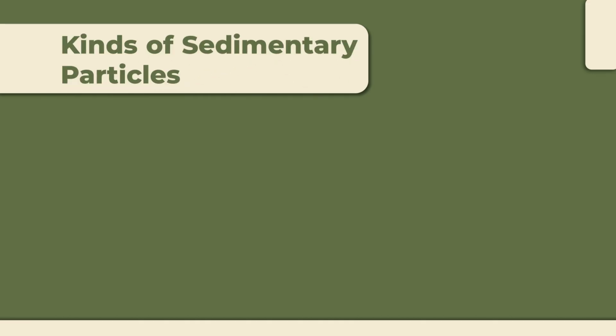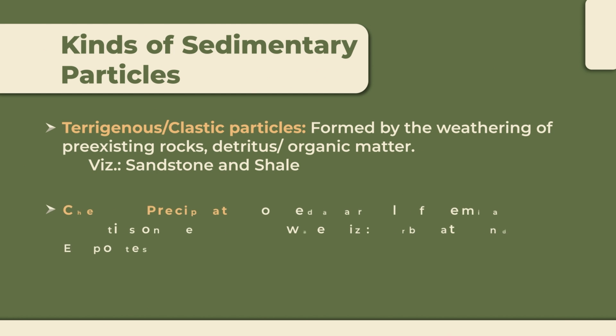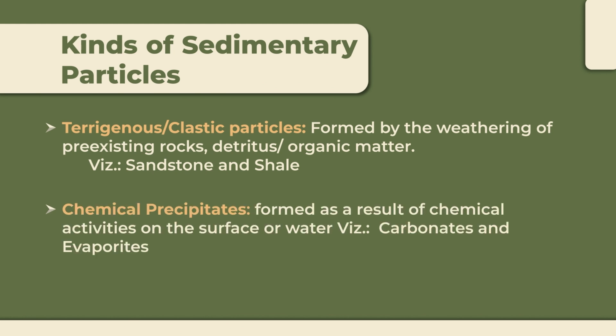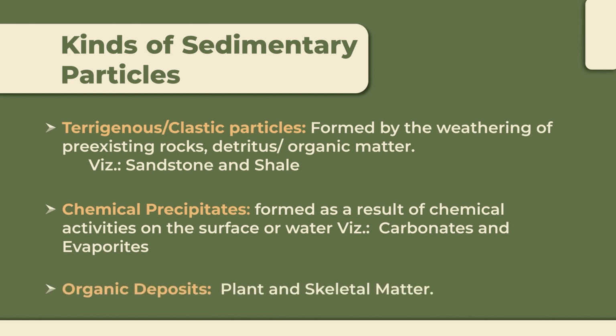The kinds of sedimentary particles: first, terrigenous particles. They are formed by the weathering of pre-existing rocks, detritus, organic matter, for example, sandstone and shale. The chemical precipitates form as a result of chemical activities on the surface or in water. They produce carbonates and evaporites. The organic deposits are formed either by the effect of organisms on plant material, or the plant and skeletal matter directly produce a rock by biochemical processes.